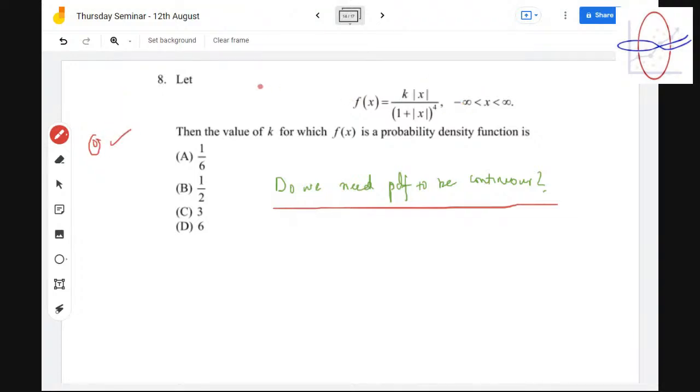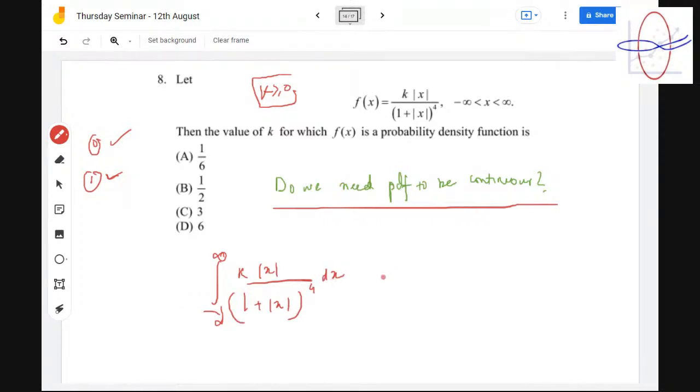It's non-negative, greater than or equal to 0, so k must be greater than or equal to 0. The only condition left is that the integration from minus infinity to infinity of k mod x by (1 plus mod x) to the power 4 dx is 1. We have to find that k. It's essentially an integration problem.